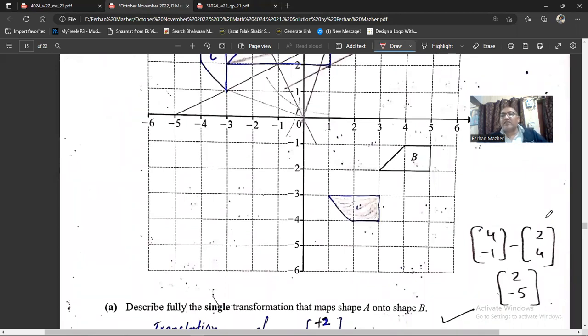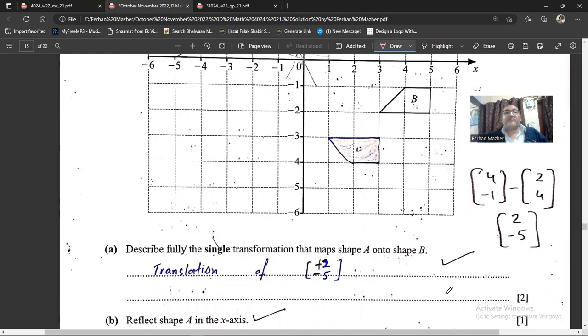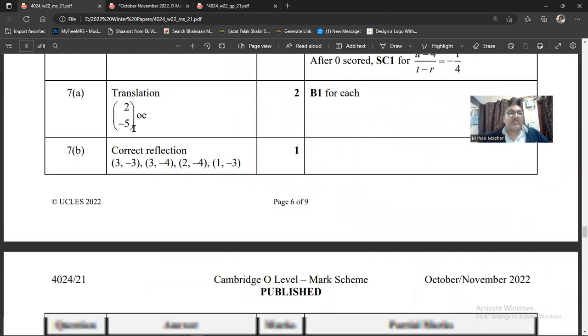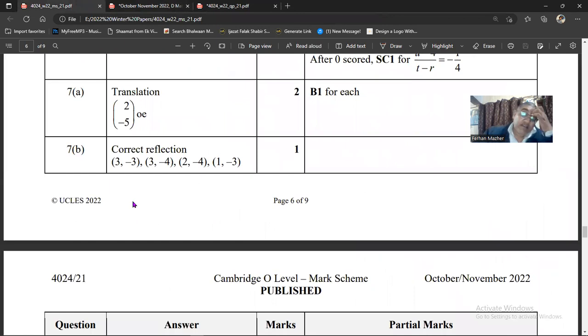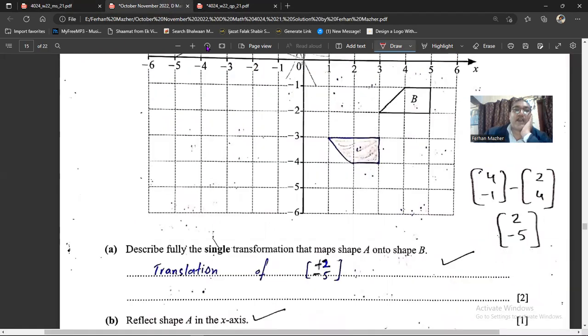From the image, subtract the object. You will get a column vector. You take a single point, the same point from the image and the same point from the object. You subtract them like this, which I have shown here. So you get 2 and minus 5. So it's a translation, and the translation vector is 2 and minus 5. So this is the answer for question number 7A part, the translation 2 and minus 5. So our answers are right.